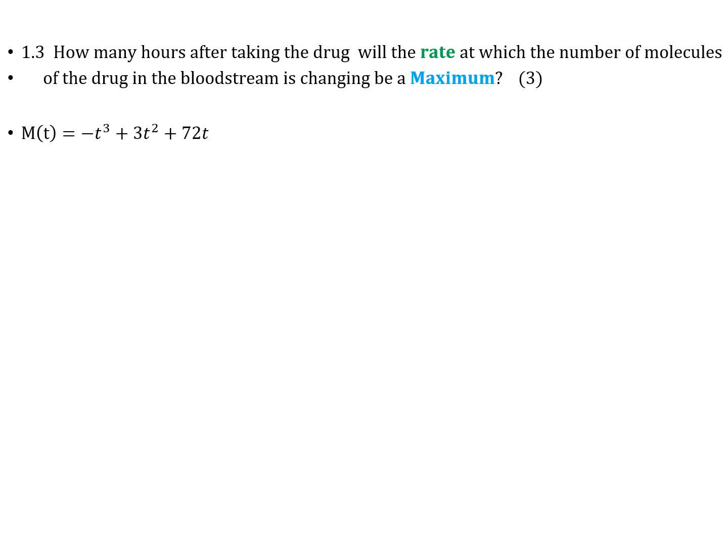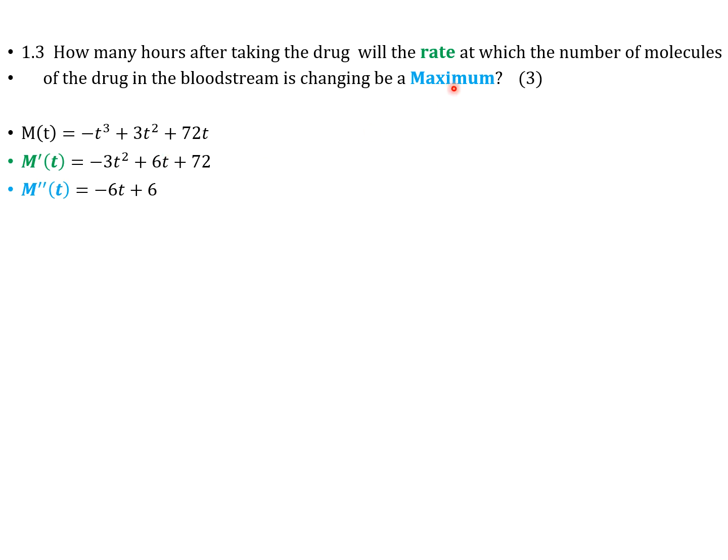So M(t) equals minus t cubed plus 3t squared plus 72t, that was given to us. Find the first derivative first: 3 times negative 1, negative 3; 3 minus 1, 2; 2 times 3, 6; 2 minus 1, 1; 1 times 72, 72. Because of maximum, I'm going to find the second derivative. That will become 2 times negative 3, negative 6t, plus 6. 1 minus 1 is 0, anything to the power 0 is 1, so that t falls away.